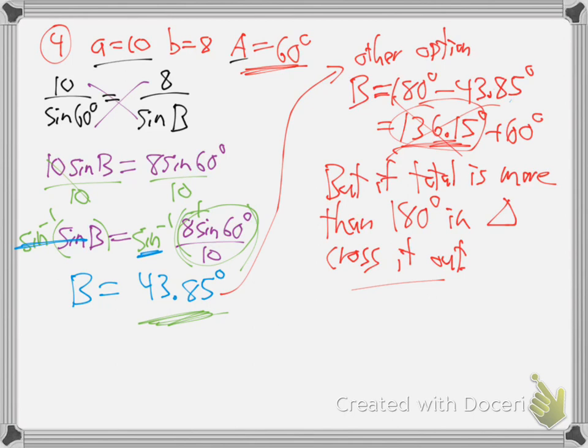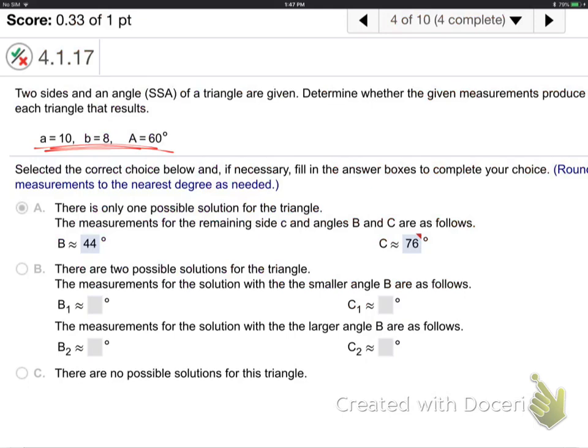If it's got room, if you're under the 180 total, great. It's a valid option. If it goes over 180, throw it away. So I'm throwing it away. So B can only be 43.85. That's why the answer to this question is there is only one possible solution.